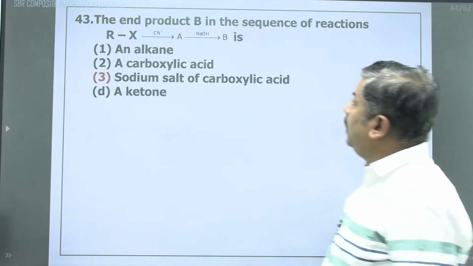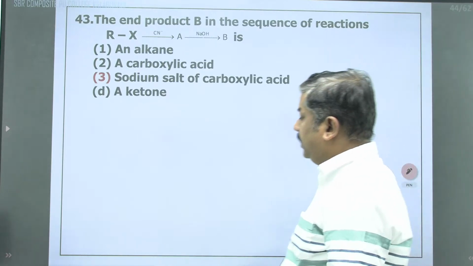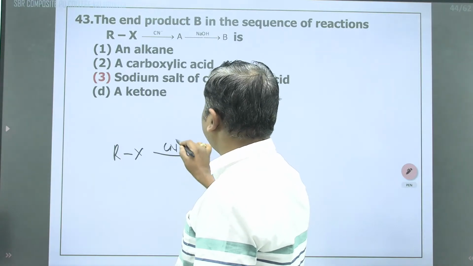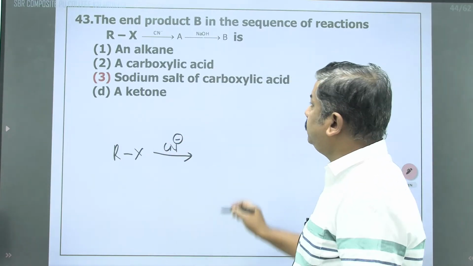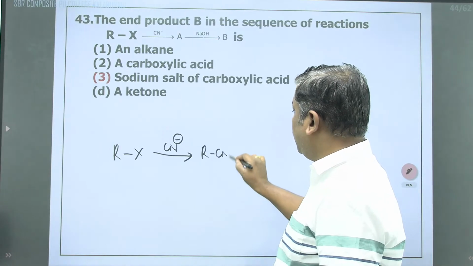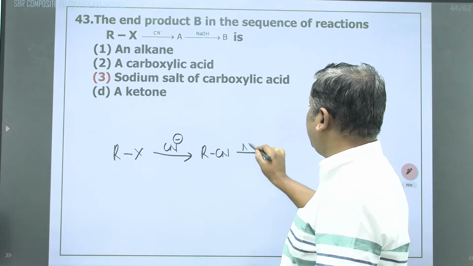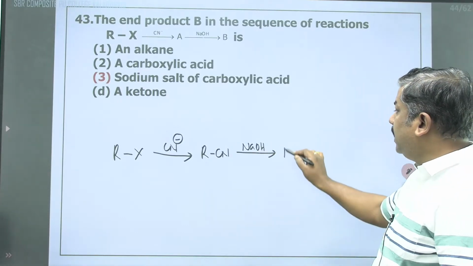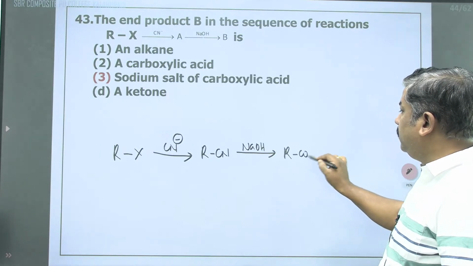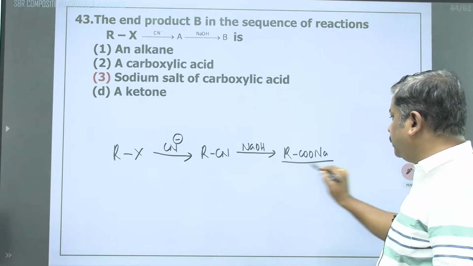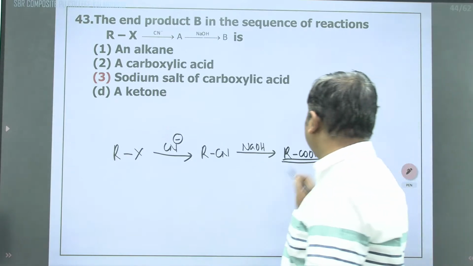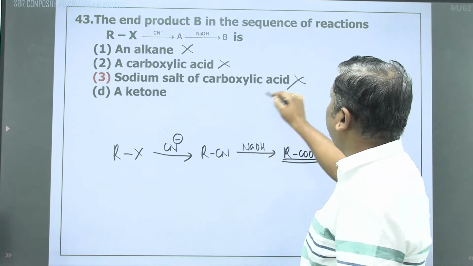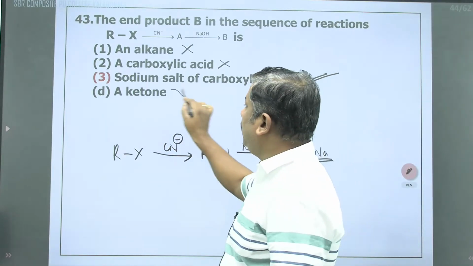Question number 43. The end product of the sequence of reactions is, first compound is alkyl halide. It is treated with CN minus. When alkyl halide combines with CN minus, it forms RCN, alkyl cyanide. This alkyl cyanide on treatment with sodium hydroxide undergoes alkaline hydrolysis. Whenever cyanide undergoes alkaline hydrolysis, it converts into the sodium salt of a carboxylic acid. Alkane is not correct. Carboxylic acid is not correct. Sodium salt of carboxylic acid is correct, and ketone is incorrect.